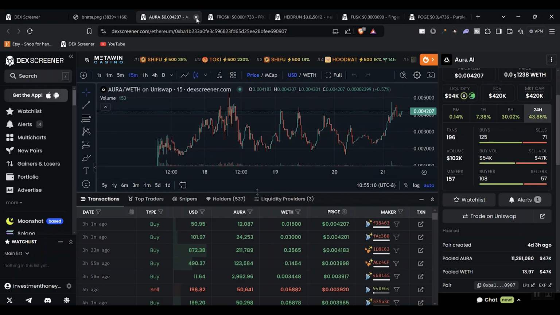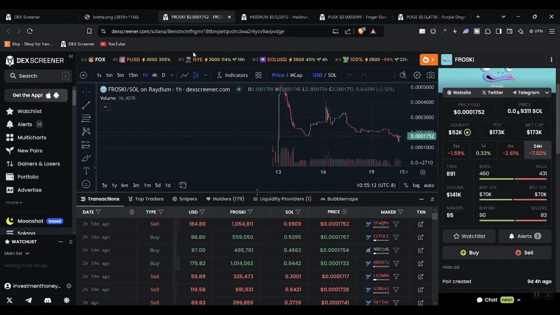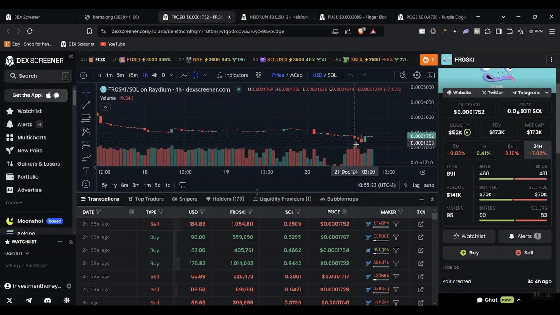Okay, so we're going to leave this one alone. And then Frosky's one we talked about as well. But obviously you can see, this was days ago. There's just been continued retracement, and then we got some buy pressure. You can see that right here.